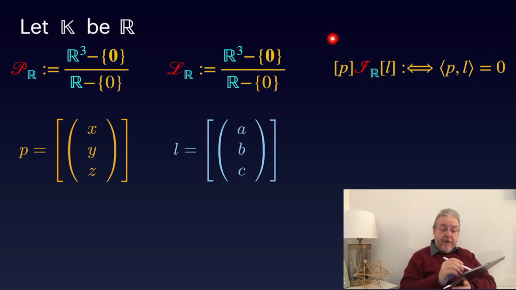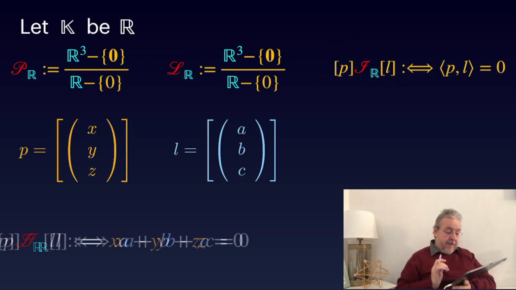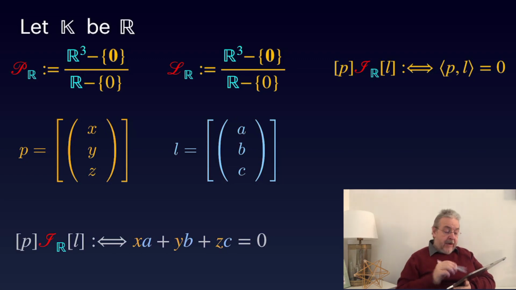And then we have this incidence relation. So let me spell out what it means. We had the standard scalar product, which essentially over any field means that we take x times a plus y times b plus z times c, sum this up, and if this is 0, then we say that a point and a line are incident.